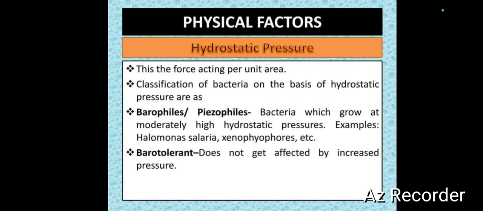Hydrostatic pressure is the force acting per unit area. Classification of bacteria on the basis of hydrostatic pressure: barophilic bacteria grow at moderately high hydrostatic pressure. Examples are Halomonas salaria, Xenophilus, etc. Barotolerant bacteria are not affected by increased pressure.